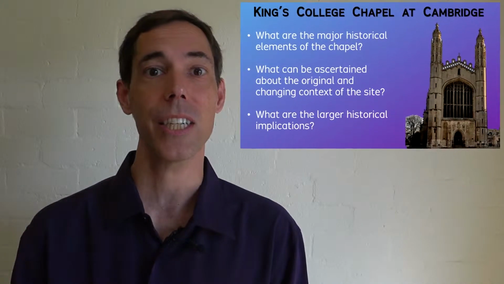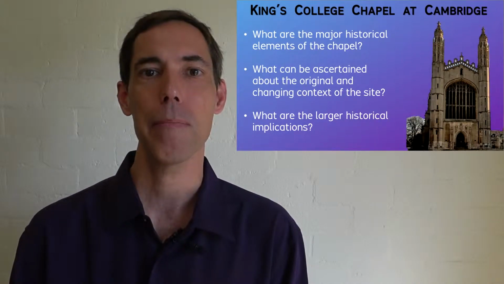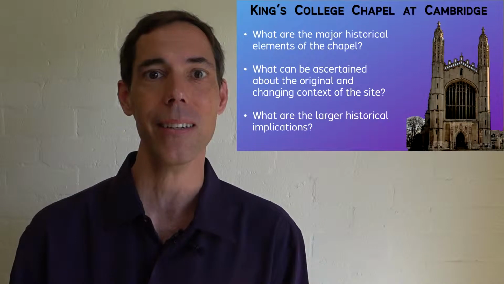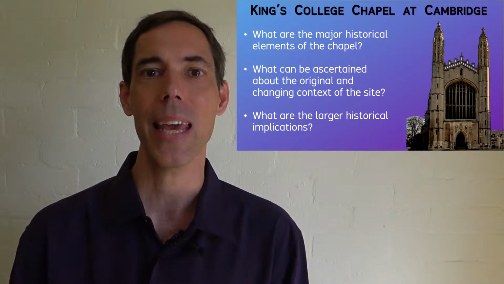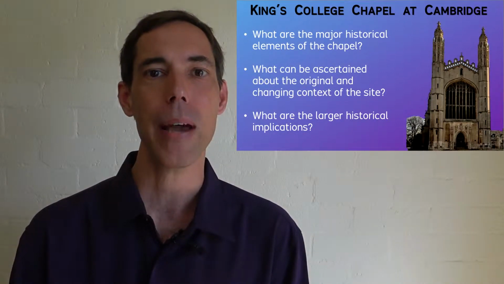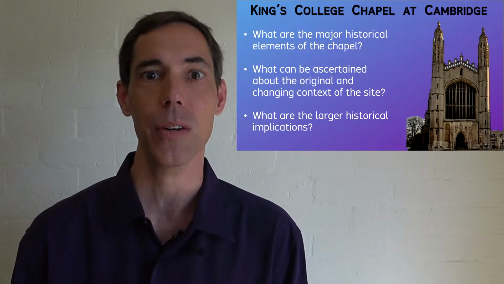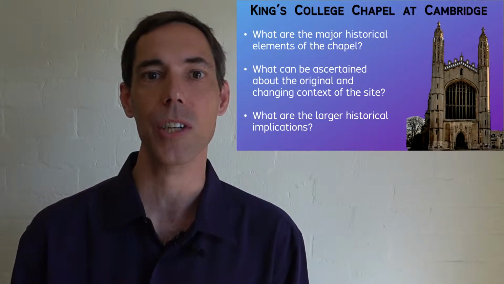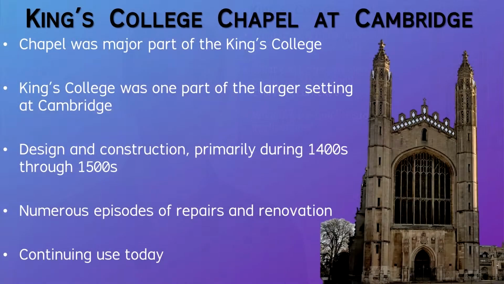Today's episode offers a guide through King's College Chapel at Cambridge, built during the 1400s through 1500s and still in use today. By the end of this episode, you will be prepared to describe the major historical elements of the chapel, discuss their contexts, and consider the larger historical implications.